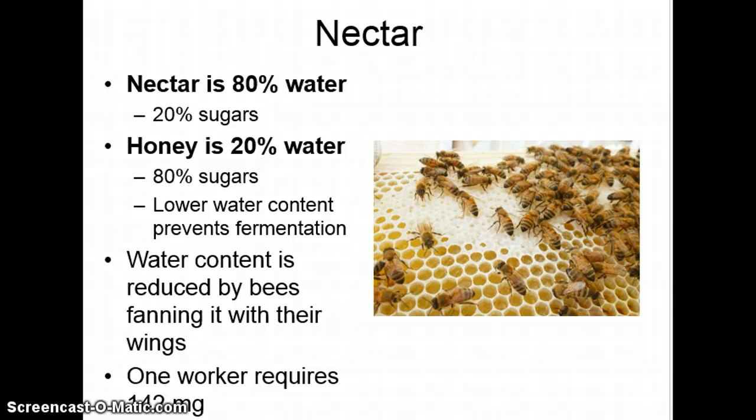And you can see here the real thing to take home is that nectar starts out 80% water, and then honey is 20% water. That's why there's such a low water content in honey, is why it can last for so long. Here's a great picture right here of capped honey and wet nectar. The bees do several processes to get the water content down. Primarily, most of them involve evaporation and just using their wings to evaporate it.